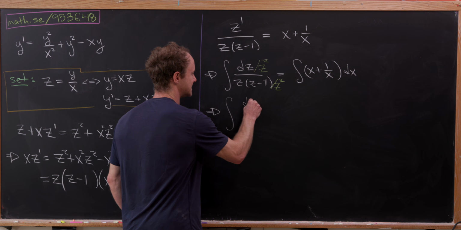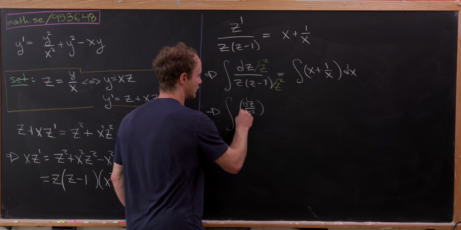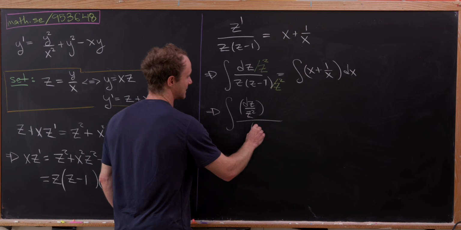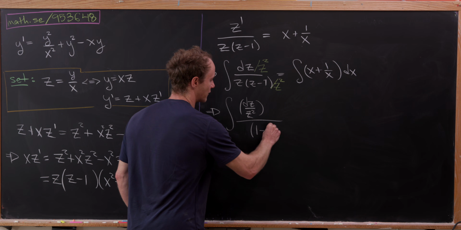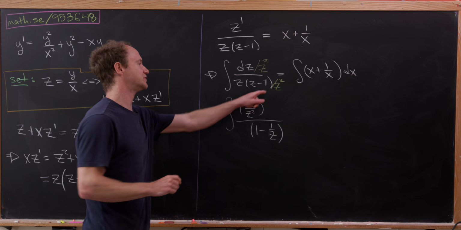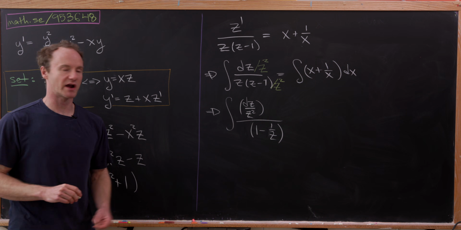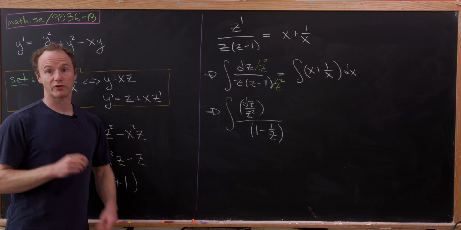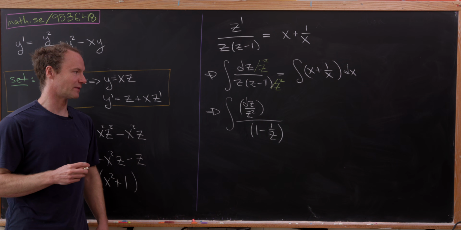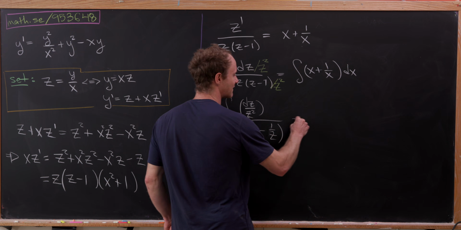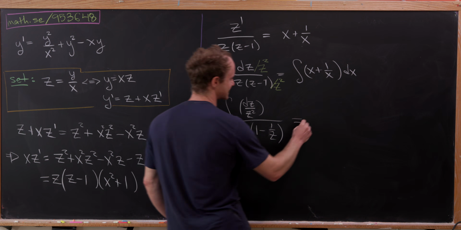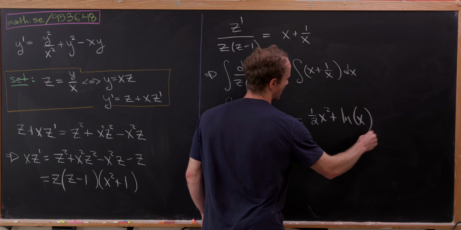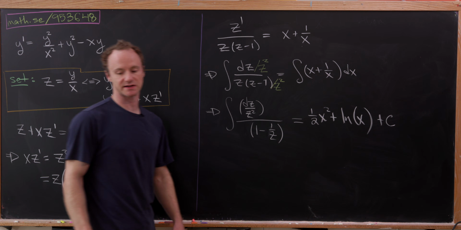So that's going to give me what? So I'll have dz over z squared in the numerator. And in the denominator, I have 1 times 1 minus 1 over z. So essentially what I do is I take this z squared that's in the denominator of the denominator, I cancel out this z, and then I cancel one term at a time from the z minus 1. And then let's see, over here, we can just take the antiderivative. We have 1/2 x squared plus the natural log of x plus a constant.